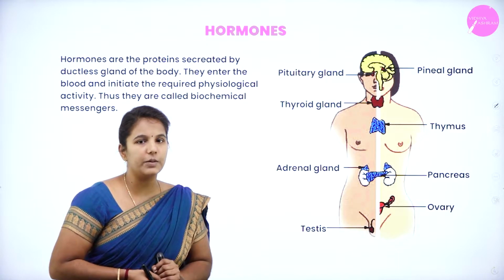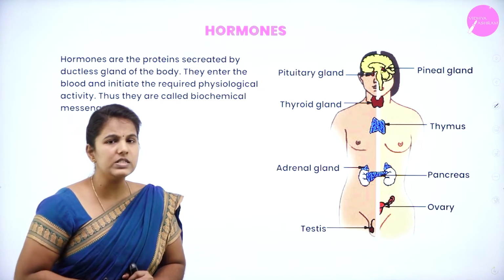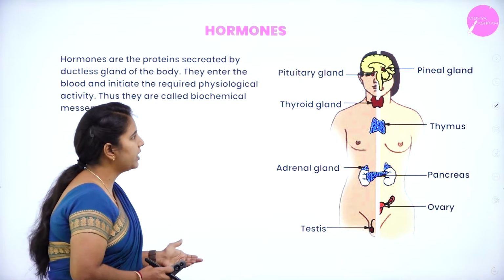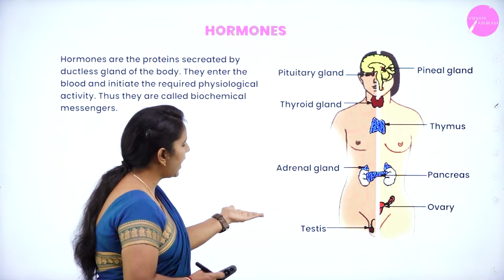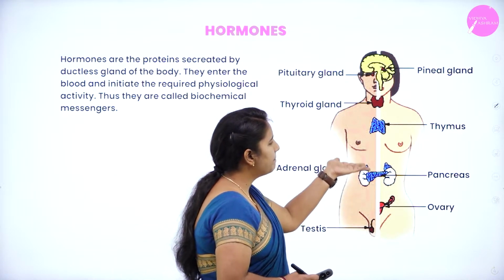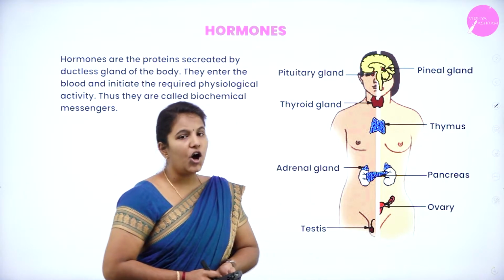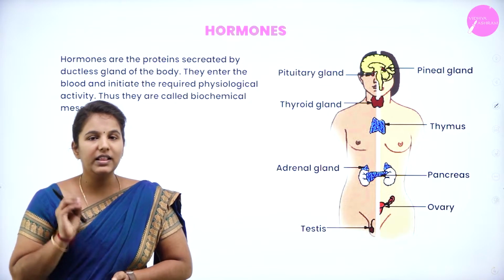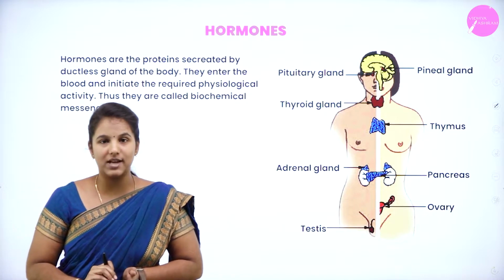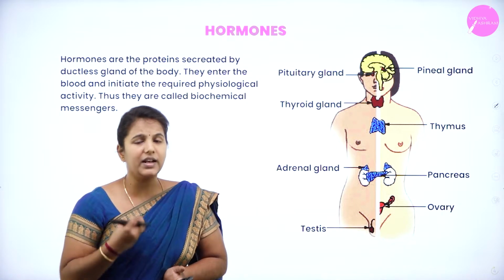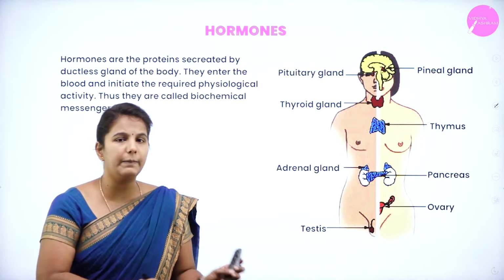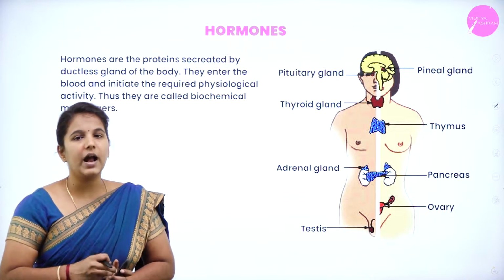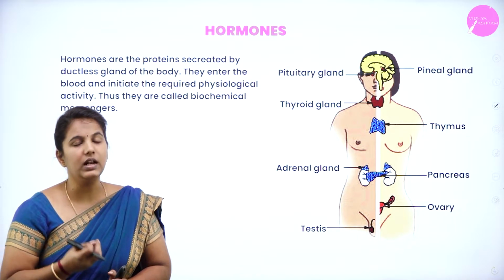Here I have shown you the picture of the ductless glands in the human body. The best examples are the pineal gland, pituitary gland, thyroid gland, adrenal gland, testes, ovaries, pancreas and the thymus. All these glands are also known as endocrine glands. These endocrine glands are also known as ductless glands because they secrete their hormones directly into the blood. That is why these hormones reach the targeted site and produce their physiological effect.